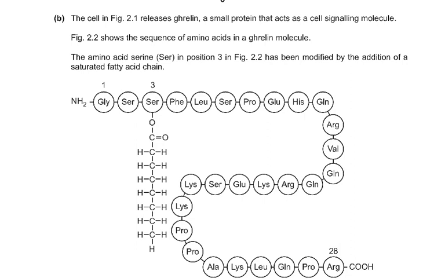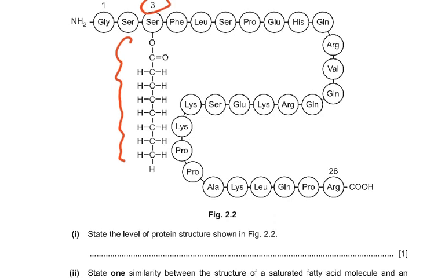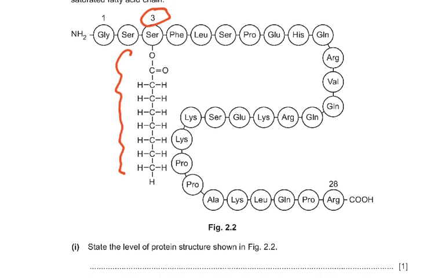Part B says the cell in figure 2.1 releases ghrelin, a small protein that acts as a cell signaling molecule. Figure 2.2 shows the sequence of amino acids. What is the sequence of amino acids? That's a primary structure, the number and sequence of amino acids in a ghrelin molecule. The amino acid serine in position 3 in figure 2.2 has been modified by the addition of a saturated fatty acid chain. Right? Everybody clear? It has 28 amino acids.